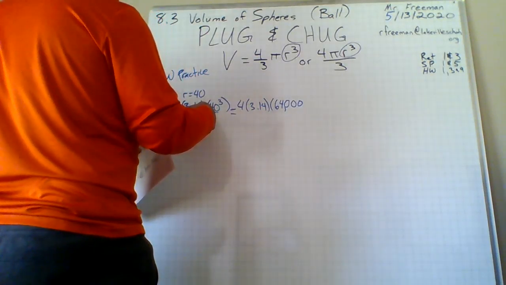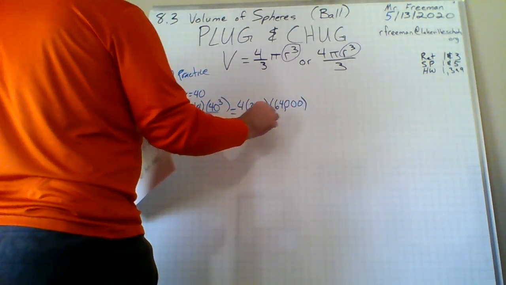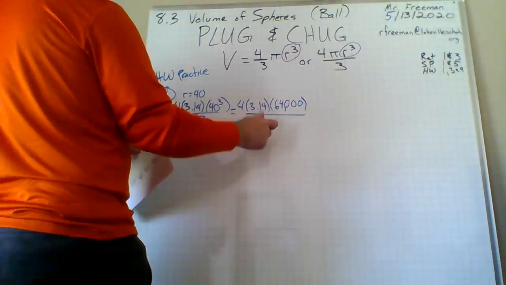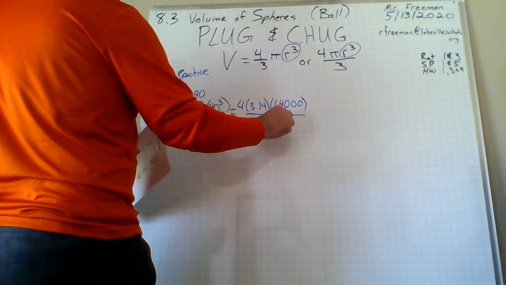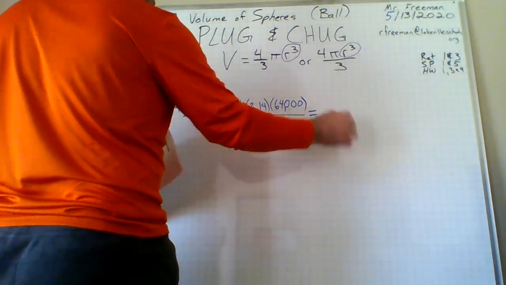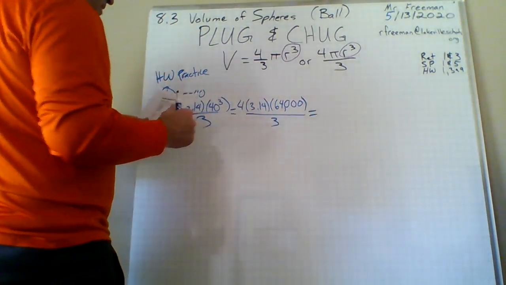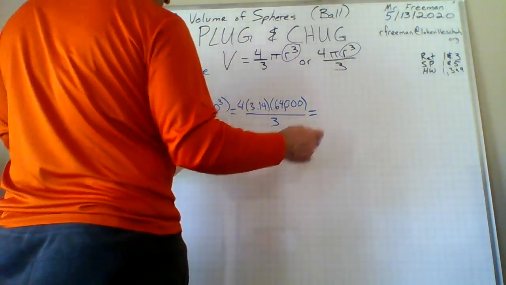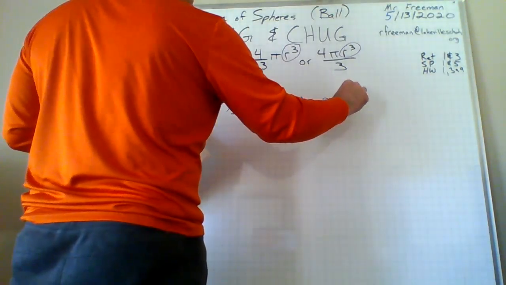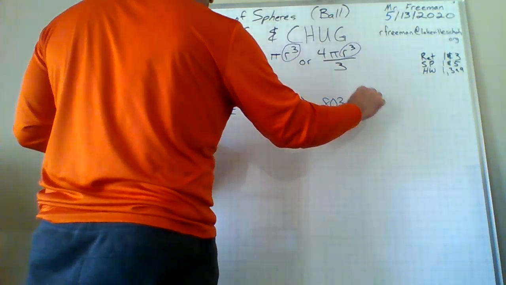Because if you cube 4, which most of you can do, you'll get 64, and then you're going to have 3 zeros, but don't necessarily have to worry about that right now. Okay, when I multiply all those guys together, I get 803,840.